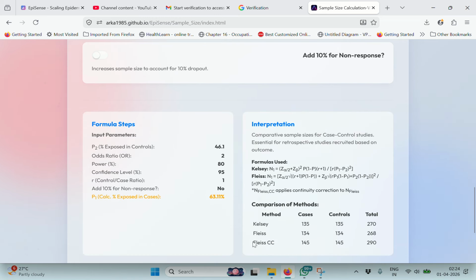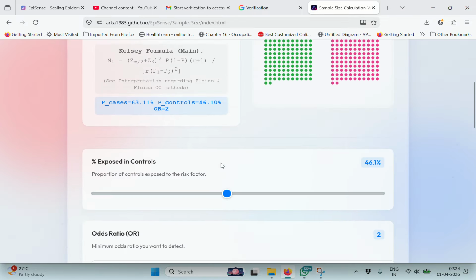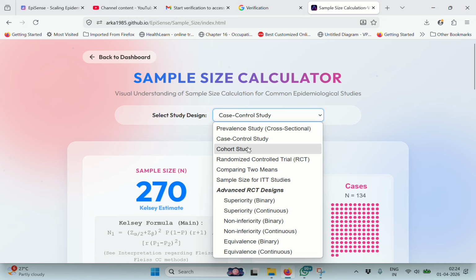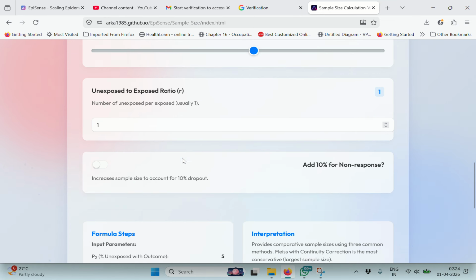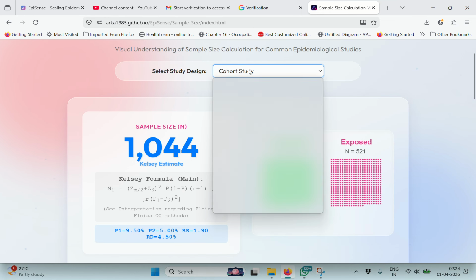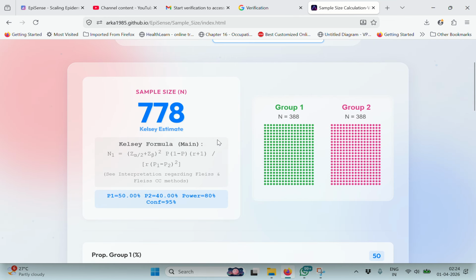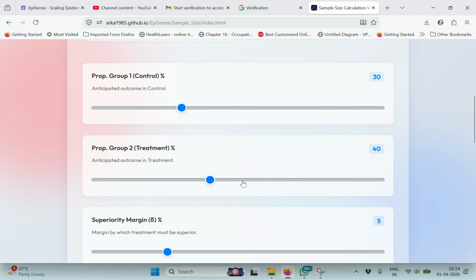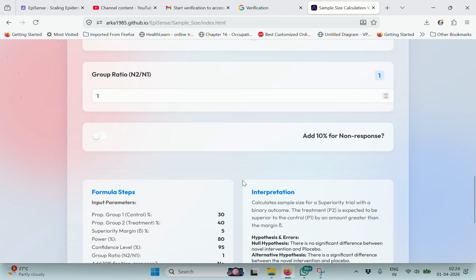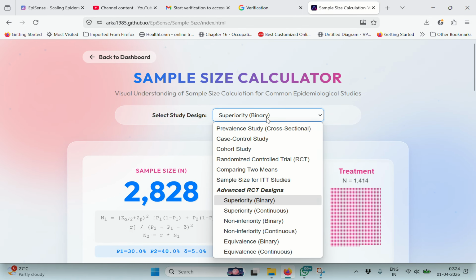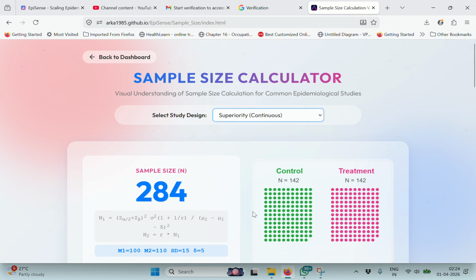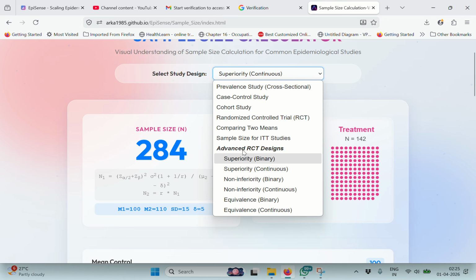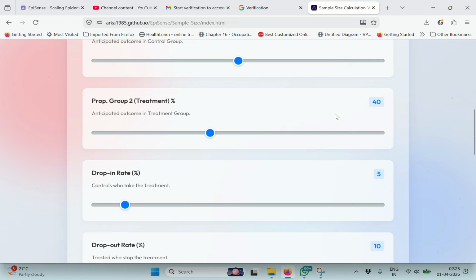So these formulas are given and clearly mentioned, along with comparisons to other formulas usually used in biostatistics. Then we come to the cohort study. Similarly, you can get the sample size for a cohort study. You can get the sample size for RCT as a generic one, and in the advanced section, different types of other RCTs, where you can change their parameters and calculate the number of samples. So this is the sample size calculation module.